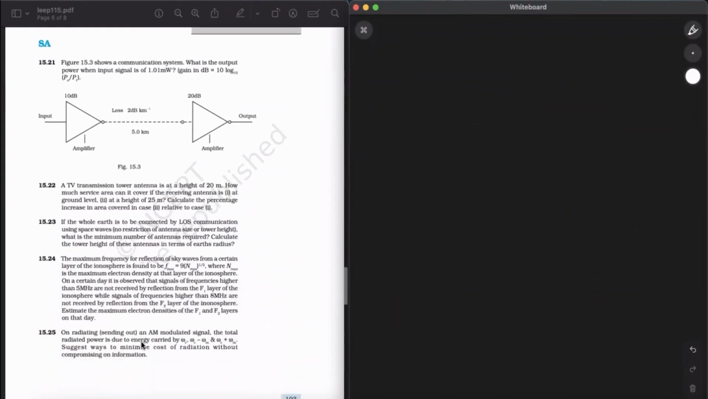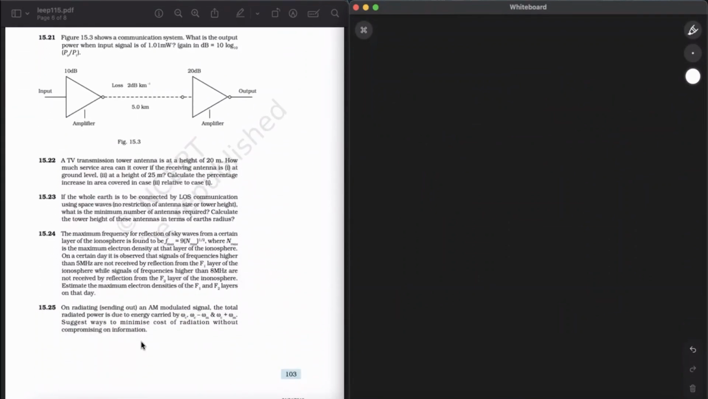Question number 21. Now it shows a communication system. What is the output power when the input signal is 1.01 milliwatt? The gain in decibels is also given to us later. So, transmission path, first of all.